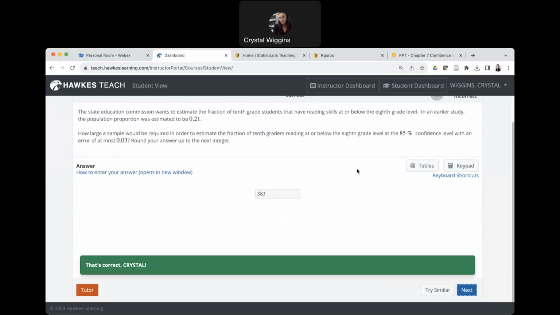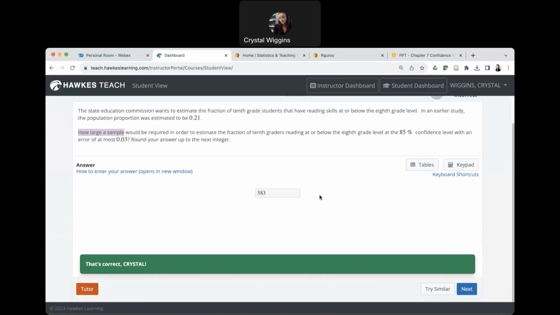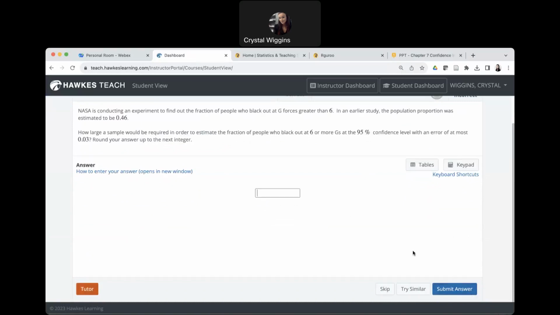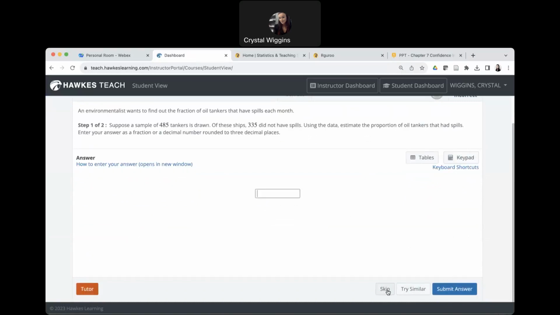Nice. Okay, so those are the problems that you see in 10.3 that ask you how large a sample. All of the other problems are asking you for point estimates and confidence intervals. So let's take a look. Let's try one. Here we go.